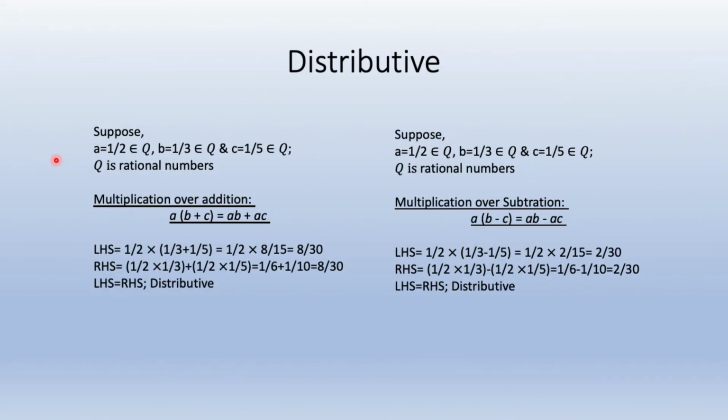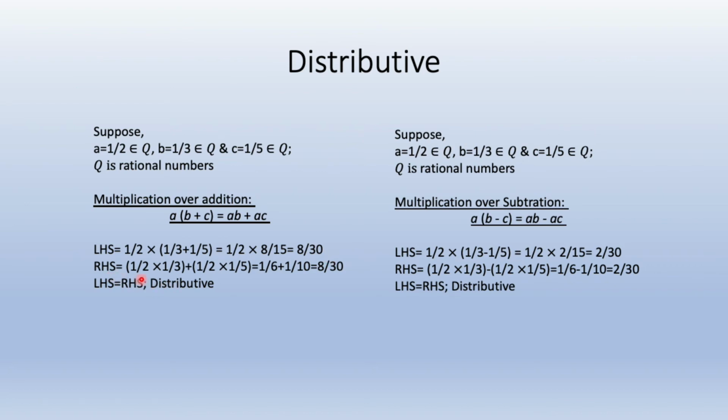Here also we are taking A equal to 1 by 2, B equal to 1 by 3 and C equal to 1 by 5. All are rational numbers. First look at multiplication over addition. Left hand side, A into B plus C. So 1 by 2 into 1 by 3 plus 1 by 5. First we will do the bracket work. After doing that we get 1 by 2 into 8 by 15. After that we get 8 by 30 as the final answer.